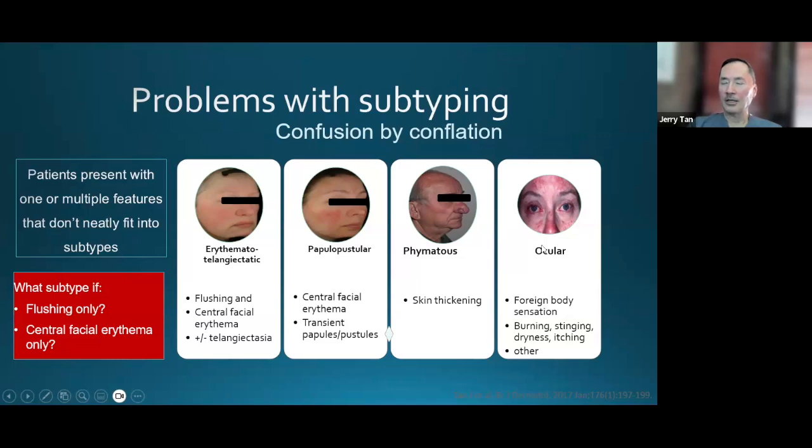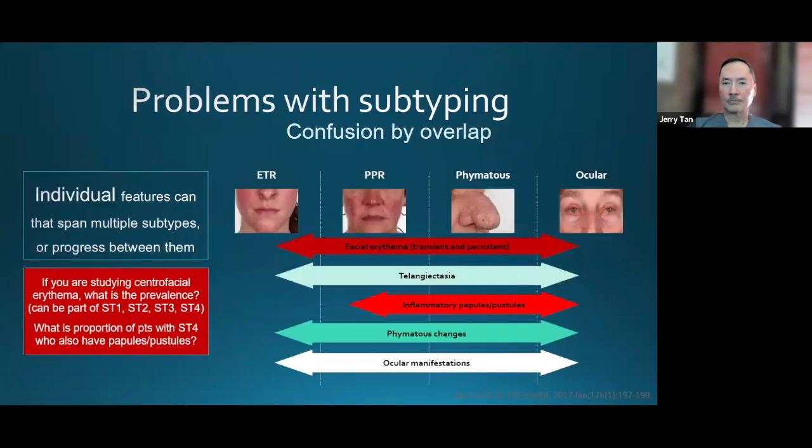They would fit into none of these criteria because flushing is required along with centrofacial erythema to be called erythematotelangiectatic subtype. What if they only had centrofacial erythema and no flushing? You couldn't call them erythematotelangiectatic because flushing is required. So that is a problem when we're trying to push everyone with multiple features into groups that are artificially constructed. And that's not necessarily how patients present.